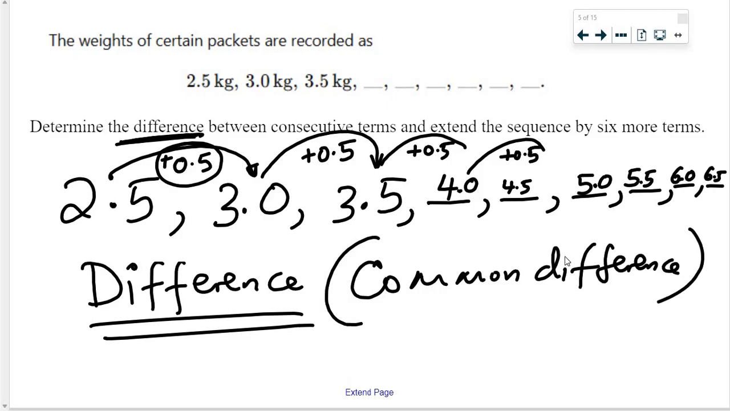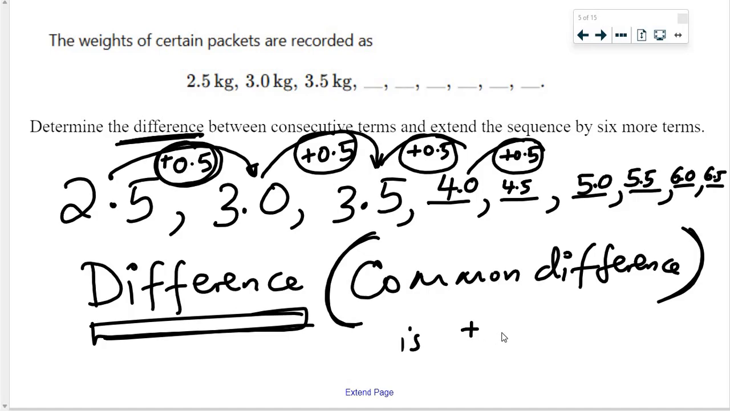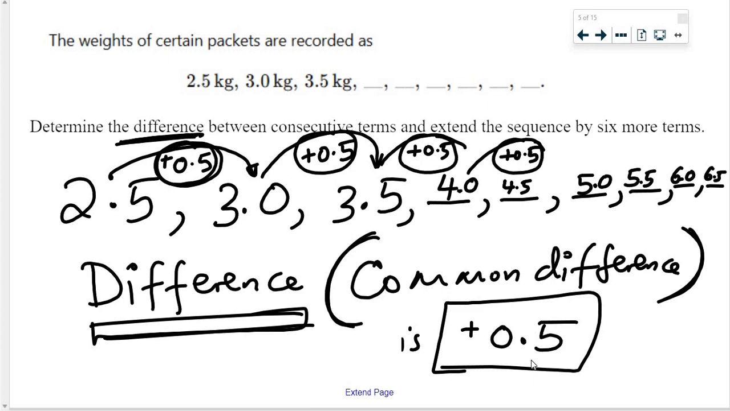So in this case, the difference between two consecutive numbers is this number here. Add 0.5, add 0.5, add 0.5, add 0.5, add 0.5, add 0.5. That is what we call the difference between consecutive terms. In other words, we call it the common difference. So the common difference here is add 0.5 or positive 0.5.